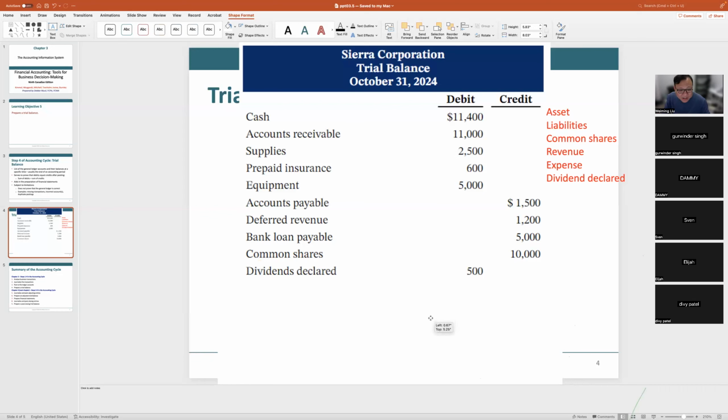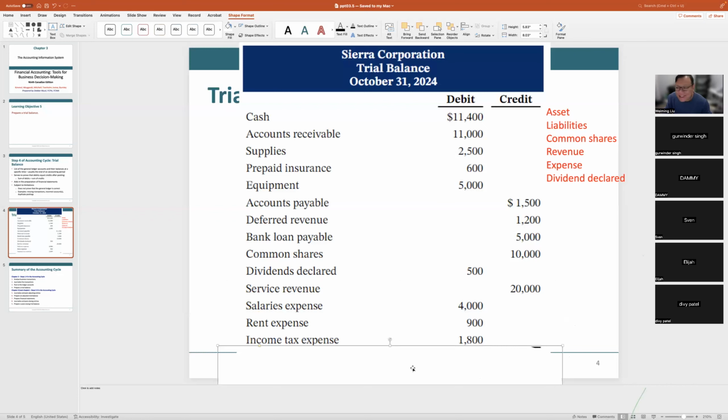So yeah, shareholders' equity. Common shares. What about dividend declared? This is so obvious. This dividend declared is just a dividend declared. Service revenue, what is this? Revenue, very good. Salary expenses, expense. Rent expense, expense. Income tax expense. This is all expense. You can tell just by the name of the account.